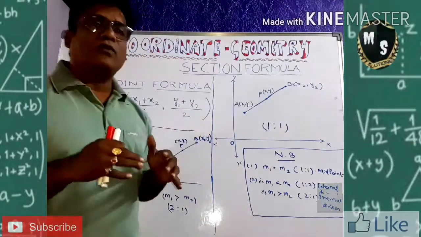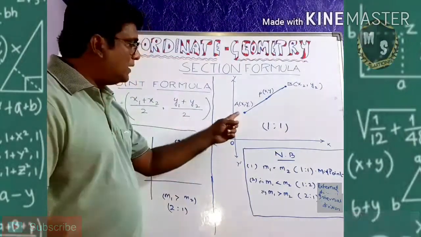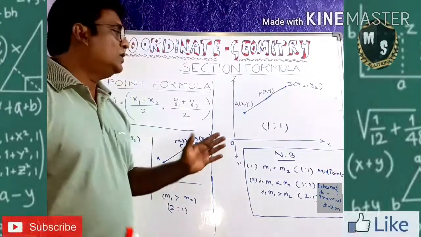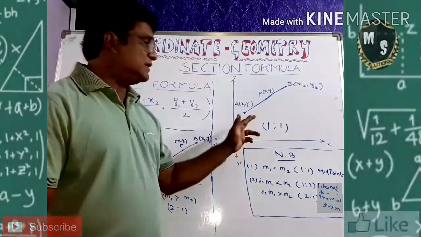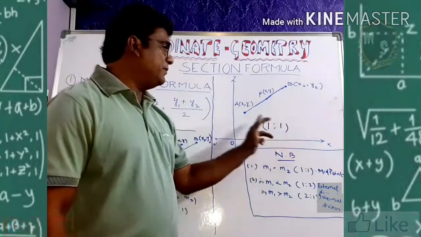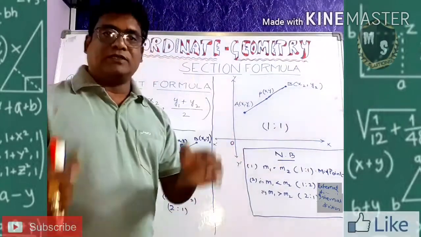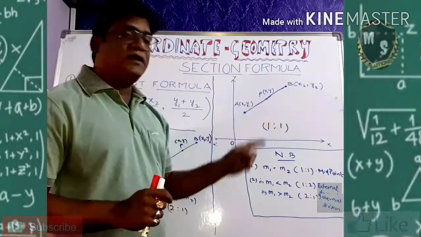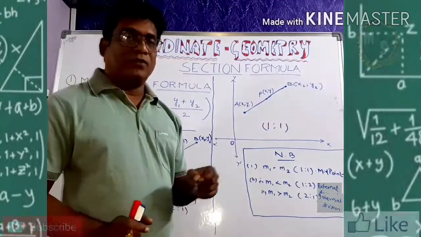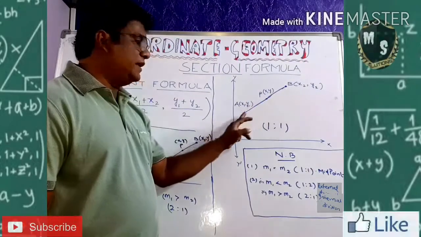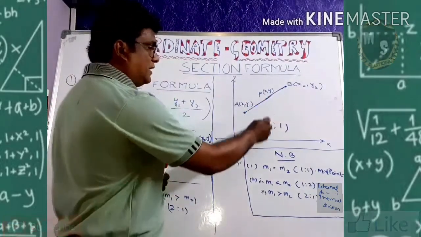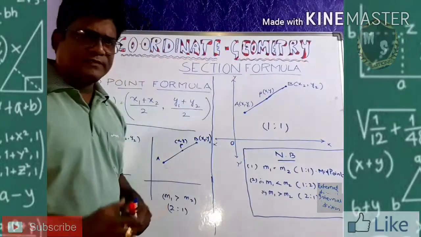So let's go for an example. One telephone company is coming and wants to put two poles in two places, that is A and B. In between A and B he wants to put another pole, exactly in between A and B, at P.